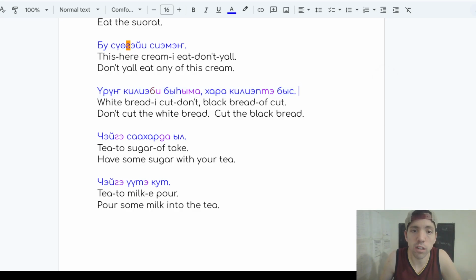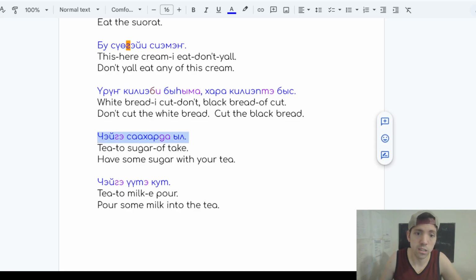So that's interesting, and I don't know if there's a reason for this grammatically, but we use the accusative case for urun kiliebi bahama, the negative command, don't cut the white bread, but we use the partitive case for the positive command of do cut the black bread. Also, what is black bread? I tried to look it up, but I couldn't find anything. Yeah. Harakiliapte bus.